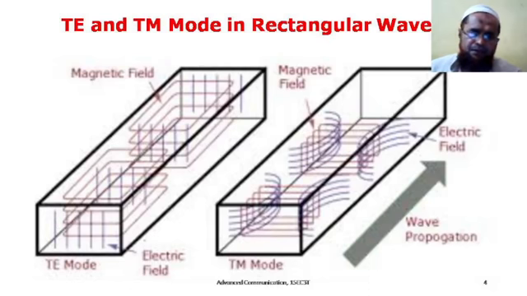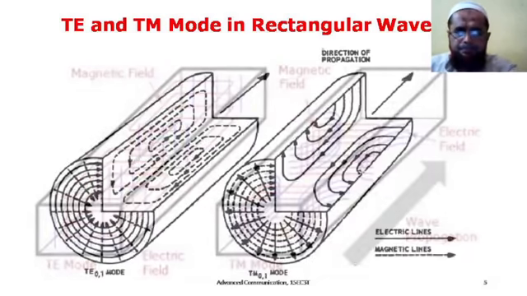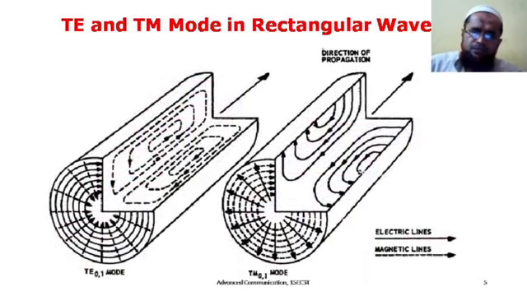Another one is TM mode, that is transverse magnetic. Here you see the magnetic field vector, which is transverse to the direction of propagation, whereas we can find electric fields along the direction of propagation. See the figure, how beautifully it is being represented.